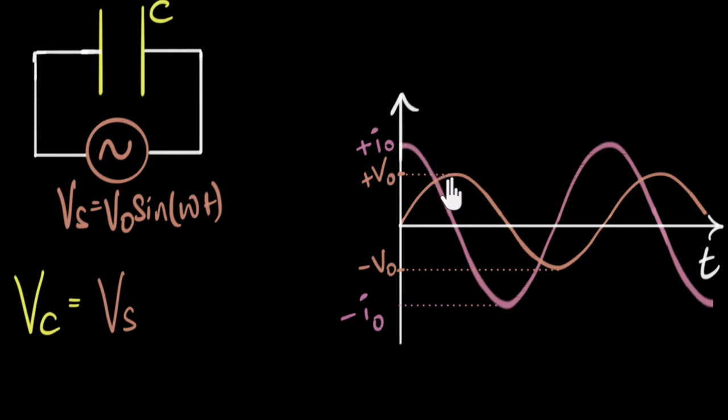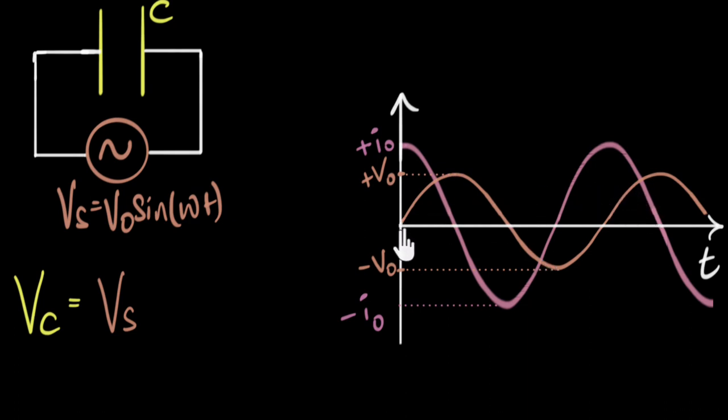Does that make sense? This helps me digest the fact that in a capacitor, the current must lead the voltage, because it's the current that charges the capacitor, which in turn changes its voltage. All right, with this insight, let's dig deeper and see exactly why we get this graph.